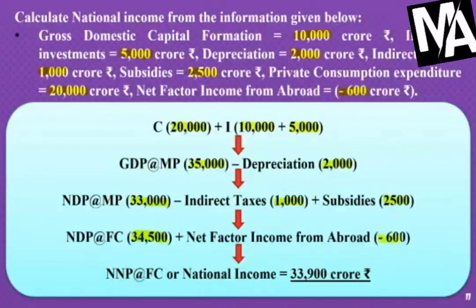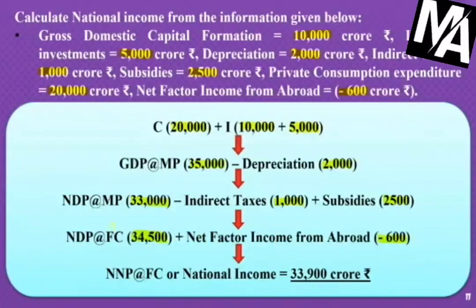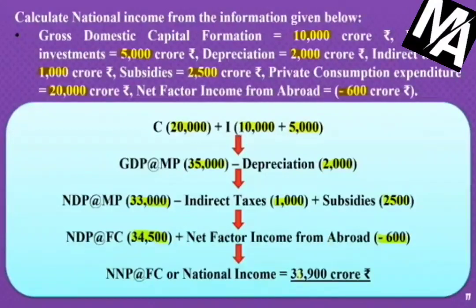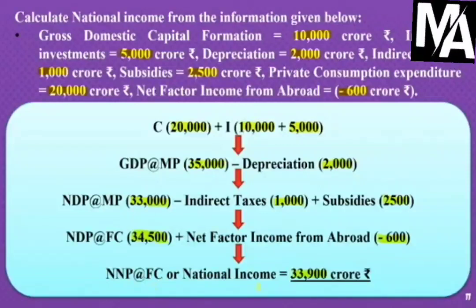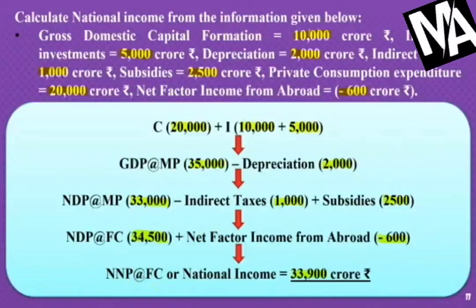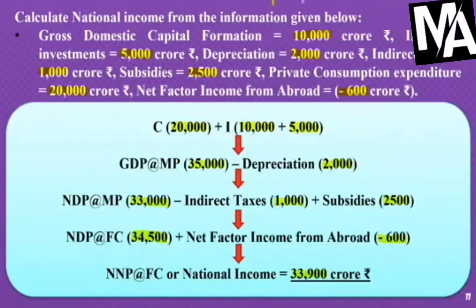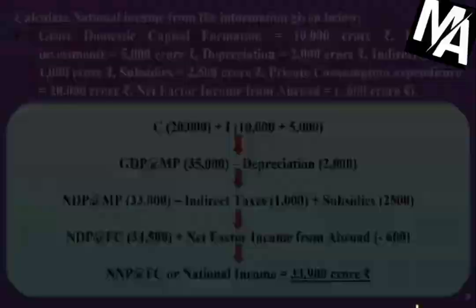We are going to neatly write here. So 34,500 plus minus 600 crore, so this is basically minus. We will be getting 33,900 crore rupees, and this amount is net national product at factor cost, also called national income. If you see the problem, there is no value left unused. All the values have been appropriated neatly into this formula, and if you write this, you will be getting full marks in your exam.